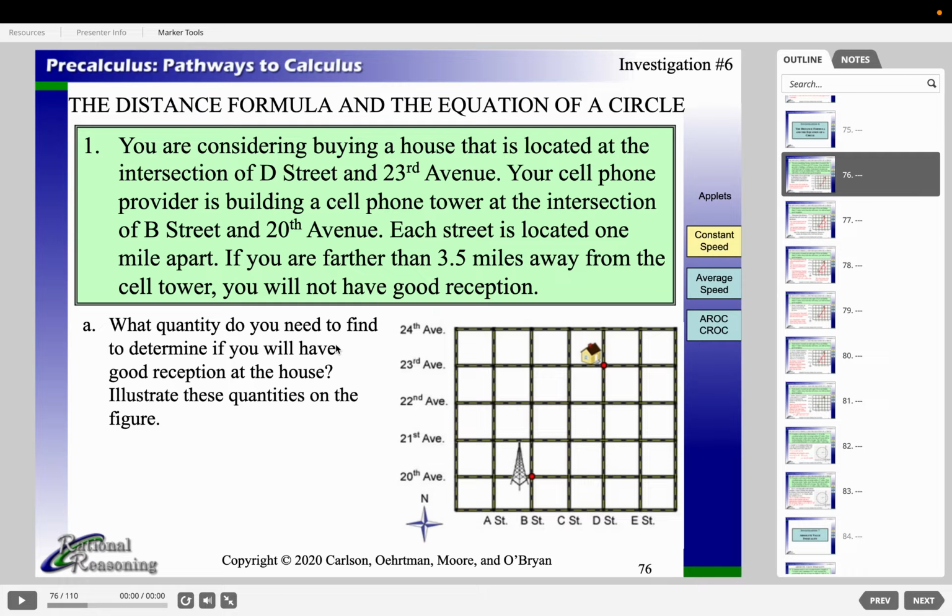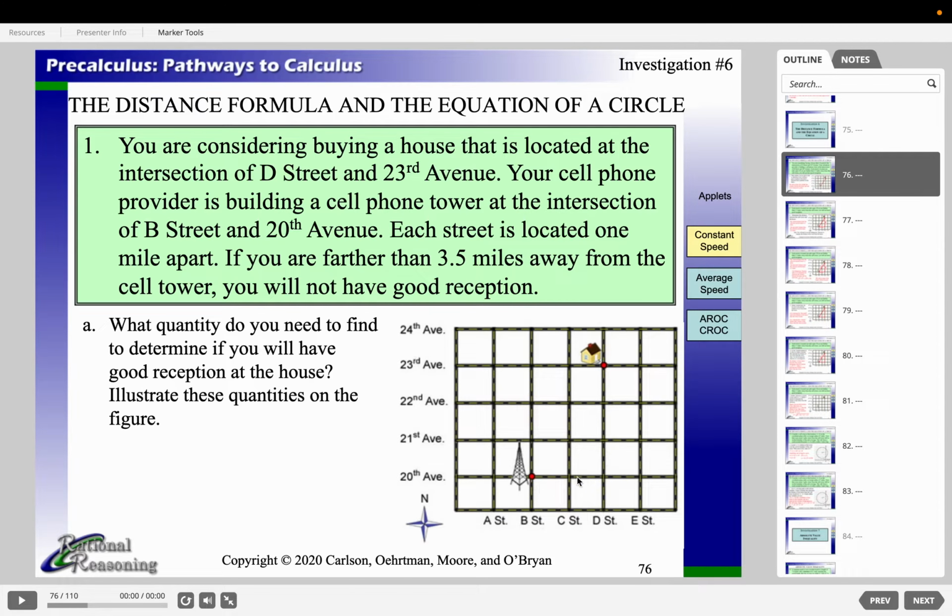I don't know if you looked at these examples. This is also in the textbook in section 2.6 about the distance formula. But if you wanted to know, is your house close enough to this cell tower to get good reception, and 3.5 miles away is kind of the boundary of where you're going to be really annoyed that everything's loading slowly.